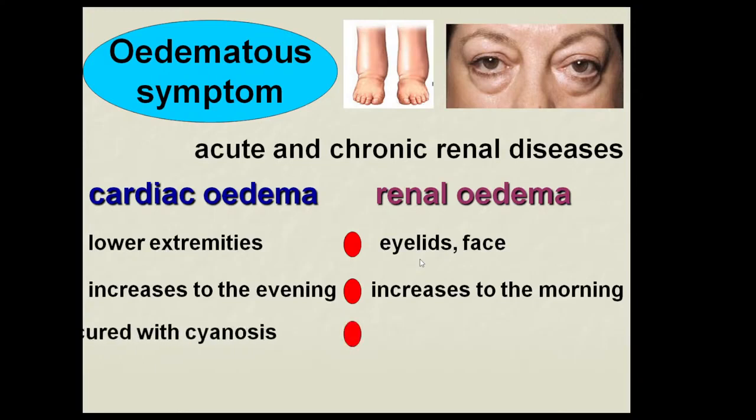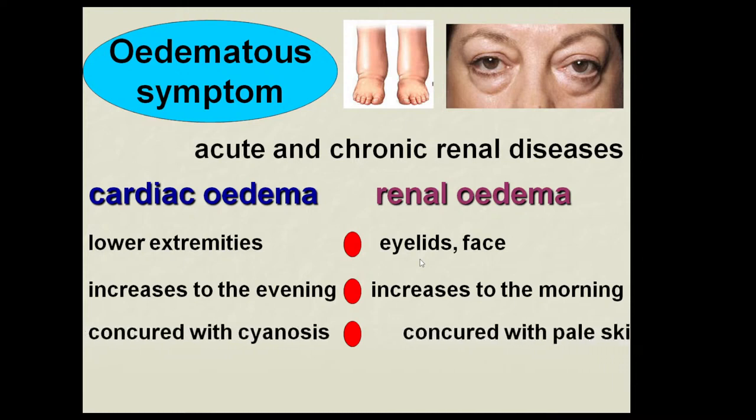Cardiac edema is accompanied by bluish color of skin, cyanosis. Renal edema with pale color of skin. Cardiac edema is elastic on touching. Renal edema is softer. These characteristics help you differentiate cardiac and renal edema.